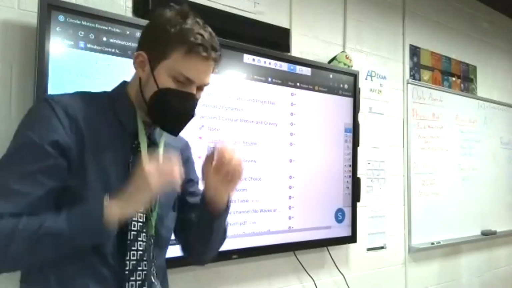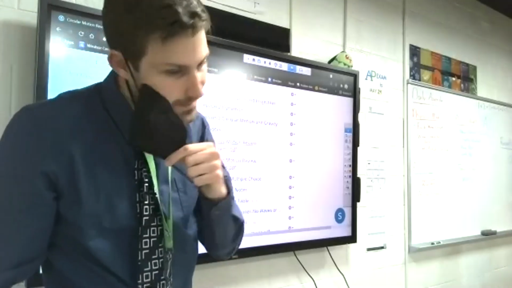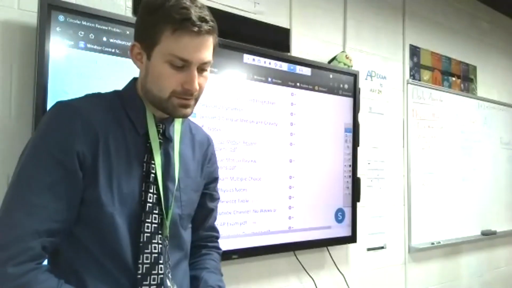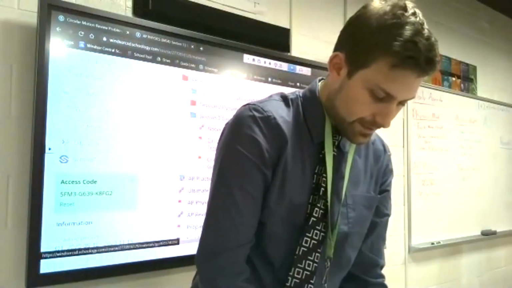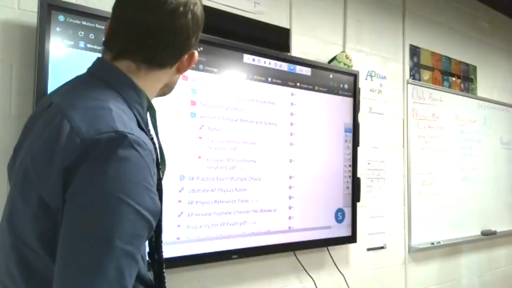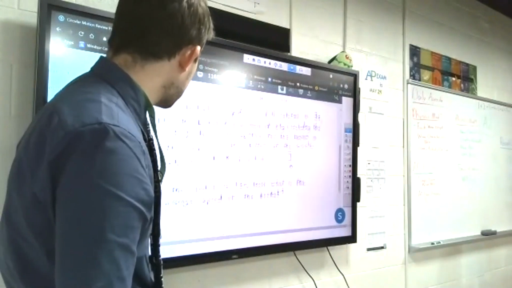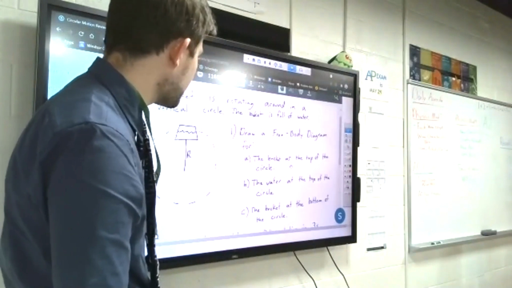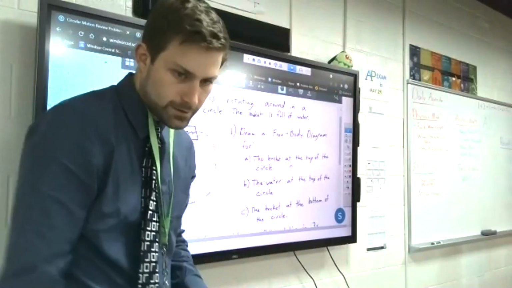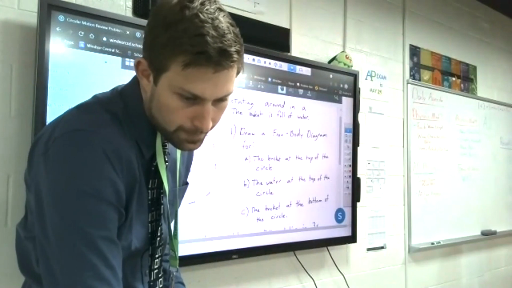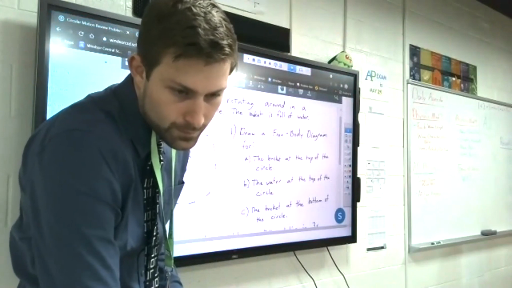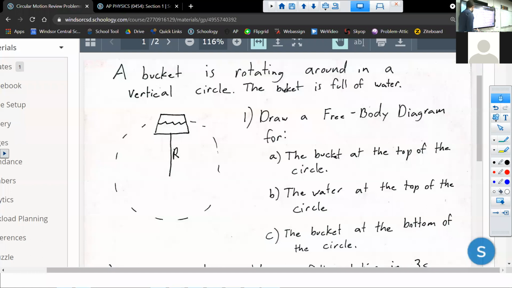I want everyone to take 10 minutes to look at the first problem and get as far as you can into it. So I'm putting 10 minutes on the clock. Try your best to answer this problem. There's 1, 2, 3 questions, and the first one's got 3 parts. There's a bucket rotating around in a vertical circle, and the bucket is full of water.